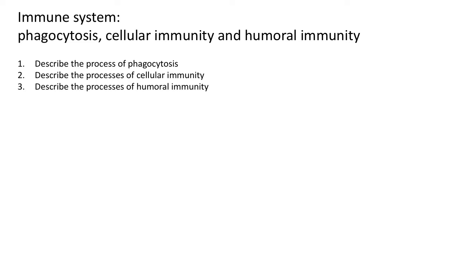So there are 3 tasks for you. Describe phagocytosis, cellular immunity, and humoral immunity. And the important thing is, I want you to be able to describe the links between each of those processes. So let's start with phagocytosis.